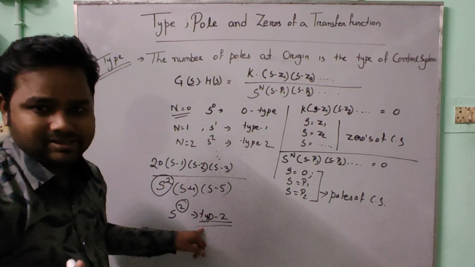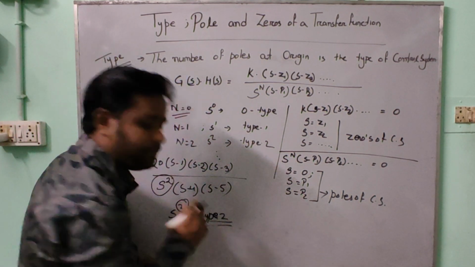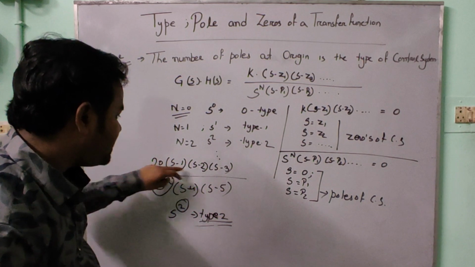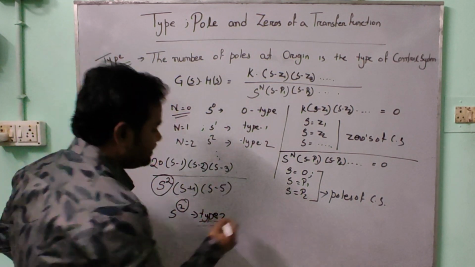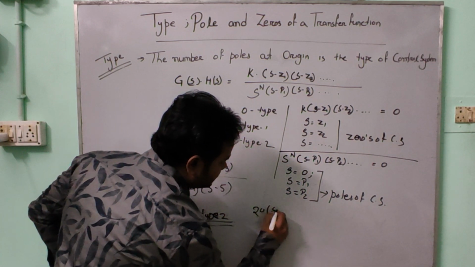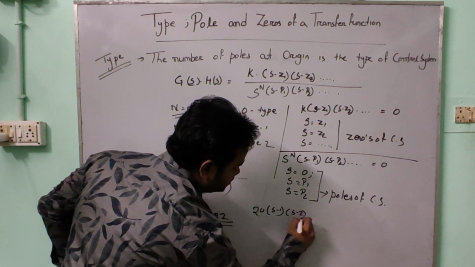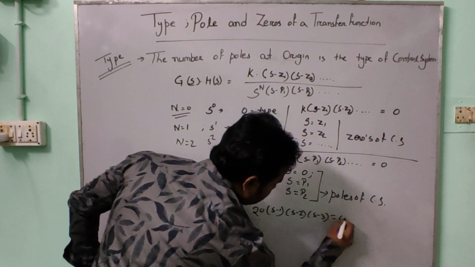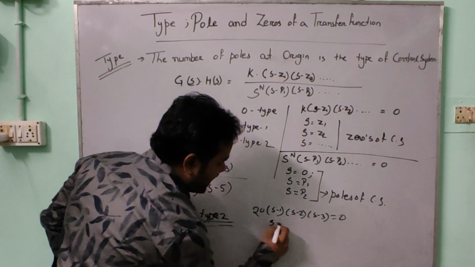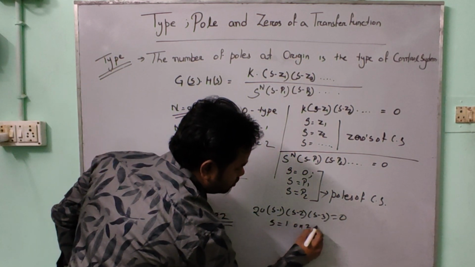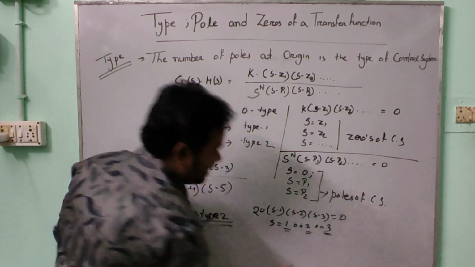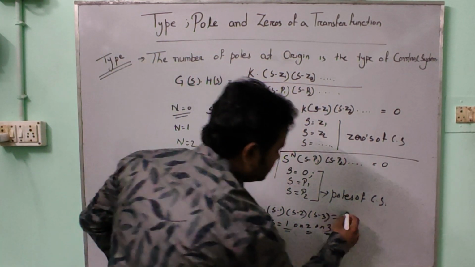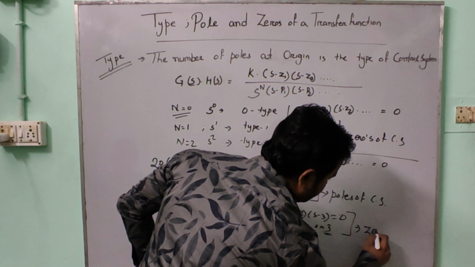Okay, first, type is over. Next, what are the poles and zeros? First zeros: s minus 1, s minus 2, s minus 3. If I equate the upper part to 0, that means 20 into (s minus 1) into (s minus 2) into (s minus 3) is equal to 0, so the value of s will be either 1 or 2 or 3. That means s is equal to 1, 2 or 3 are the zeros of control system.